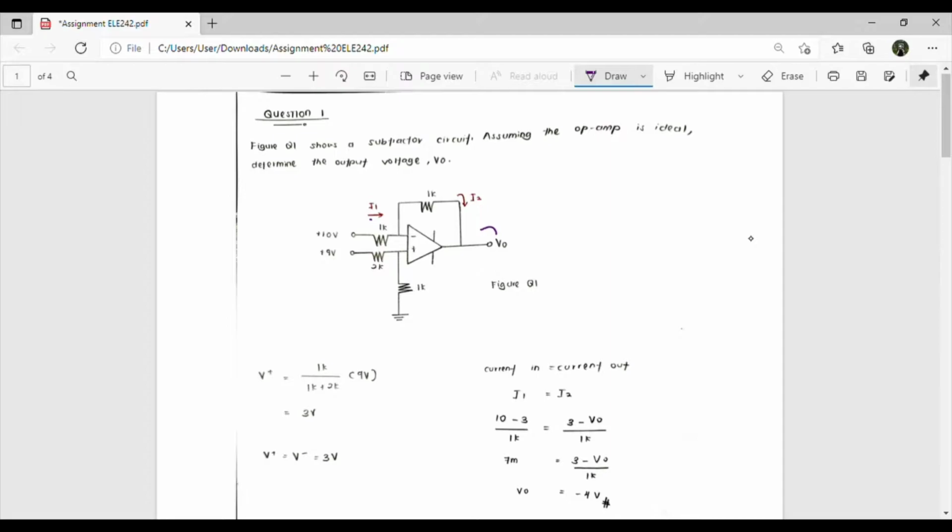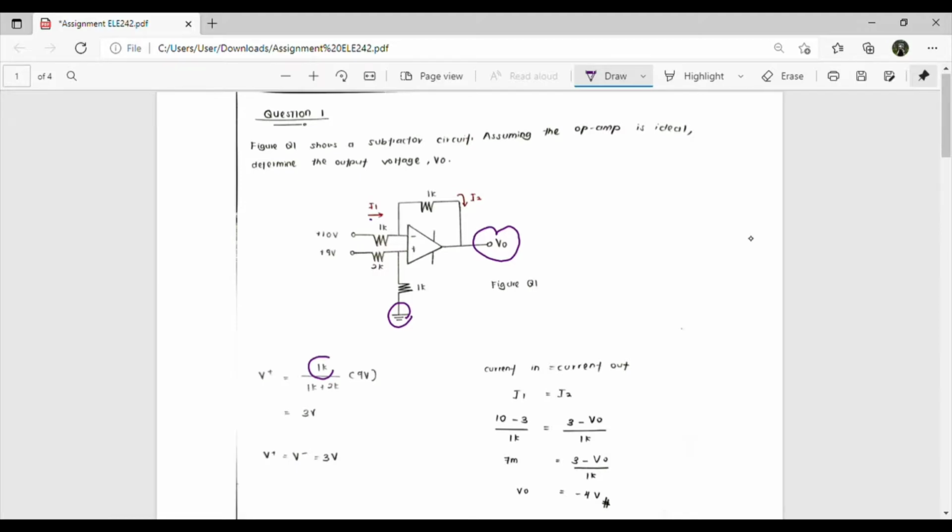V0 is here. After that we apply VDR here: 1K divided by 1K plus 2K, multiplied with 9 volt. Why 1K here? Because it is connected to ground. After we calculate, we get 3 volts.